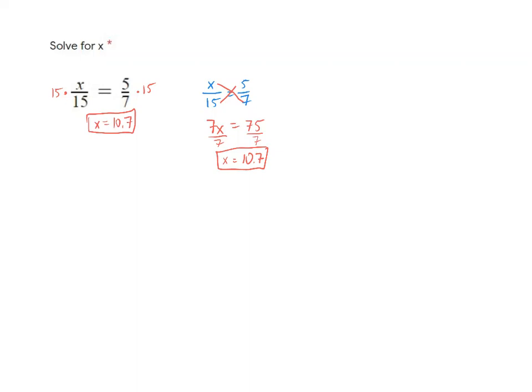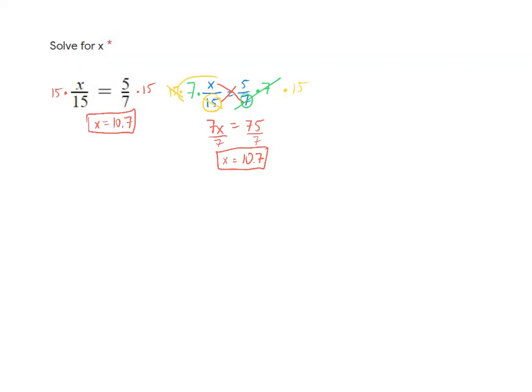All right, and really what this second way is doing is it's saying, well, I want to get rid of the denominator. So I'm going to multiply this side by 7. On this side, it's going to cancel out, but then I'm going to have the 7 times x. Then I want to get rid of the denominator on this side, so I'm going to multiply by 15. The 15s on this side cancel out.